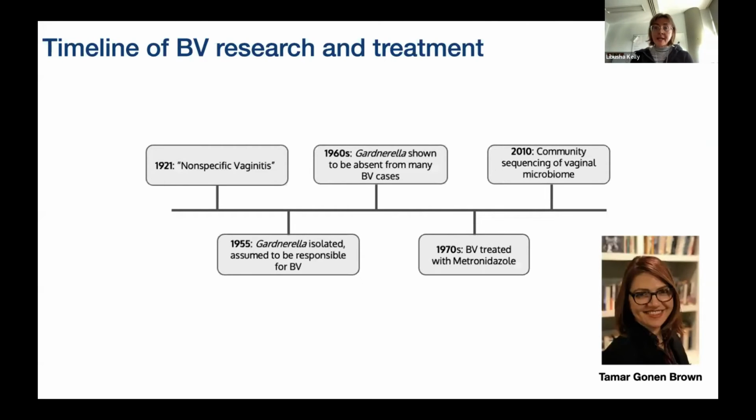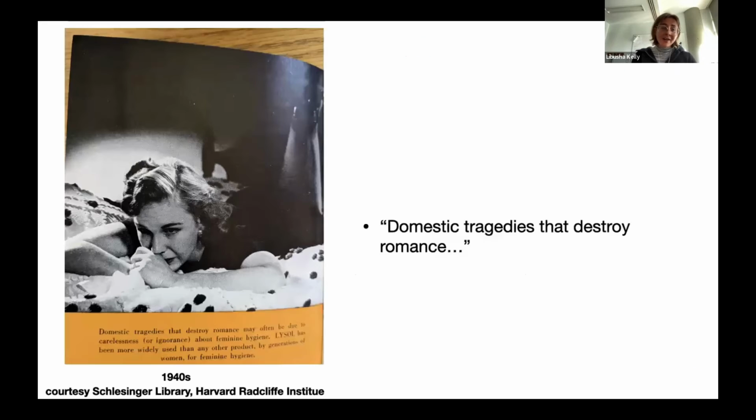I did a sabbatical at the Radcliffe Institute at Harvard, and I was able to go through the Schlesinger Library, which is one of their libraries that has collections from the Boston Women's Health Collective. I went through some of these documents to try to understand what people were doing to treat bacterial vaginosis before we knew much about what was going on in the vaginal microbiome. And one of the things that I came across there was this.